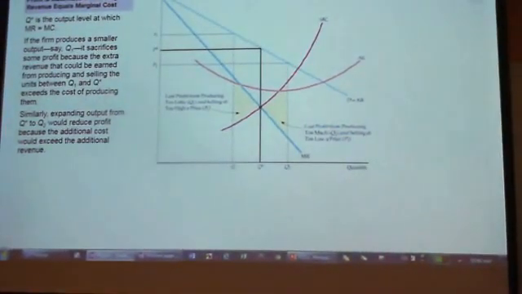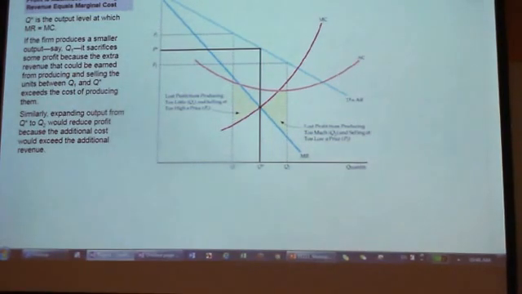Do you agree? Yes? No? Why? Let's talk to him to change his mind. Why do you disagree? Why Q star then? Because I put a star, then you choose it?